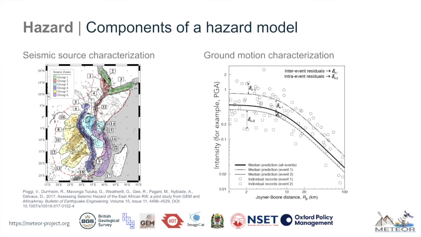This is a critical step because damage to a given asset is directly related to the ground shaking experienced and not solely based on the magnitude or size of a given earthquake rupture. Typically, ground motion prediction equations, or GMPEs, are used for this purpose. Next, I'll discuss some of the key features of each of these model subcomponents.